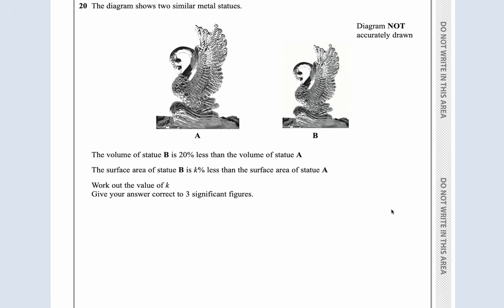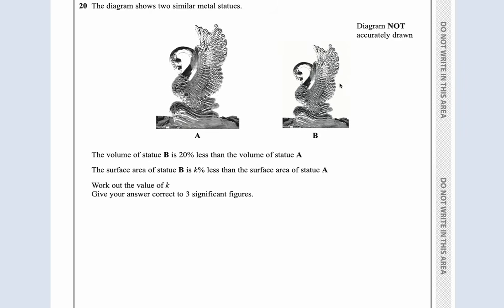Question 20. The diagram shows two similar metal statues. The volume of statue B is 20% less than the volume of statue A. The surface area of statue B is K% less than the surface area of statue A. Work out the value of K. Give your answer correct to 3 significant figures.